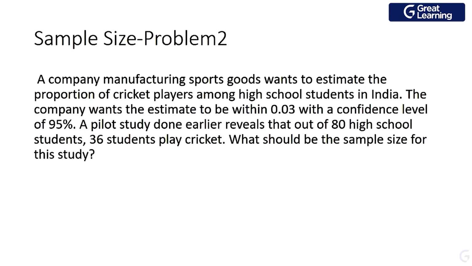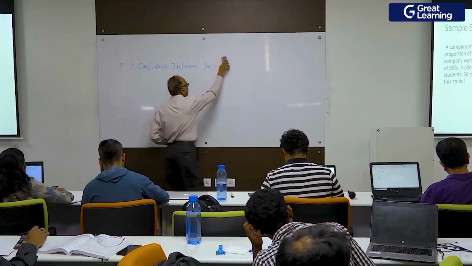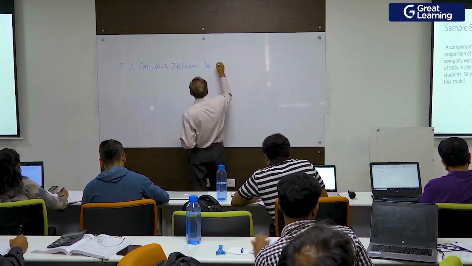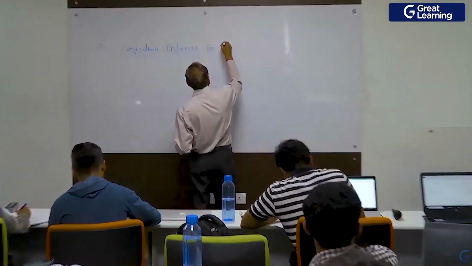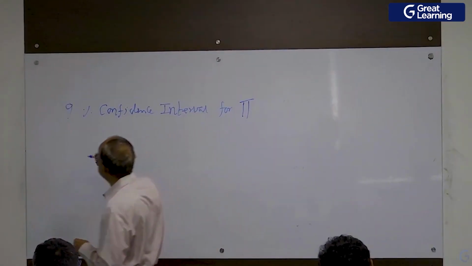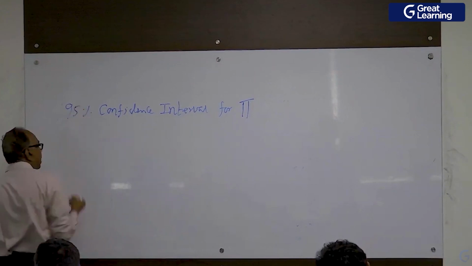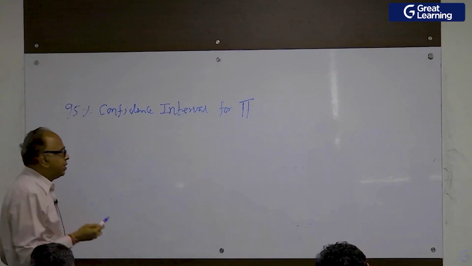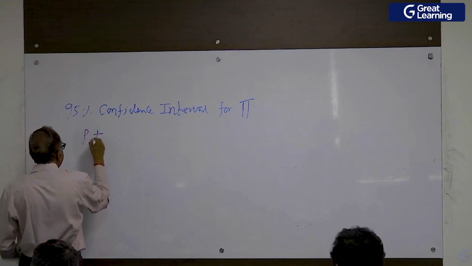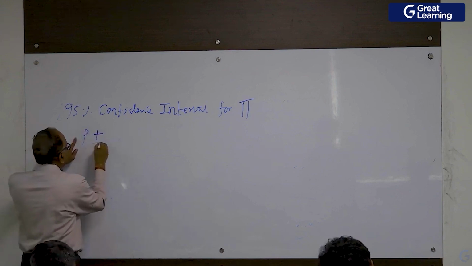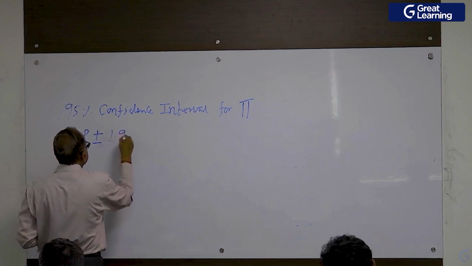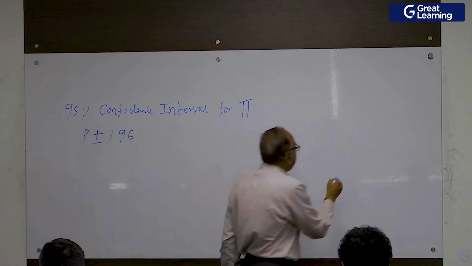How do you handle a problem like this? For population proportion, let's say pi. This is the 95% confidence level. It is given by p, the sample proportion, plus or minus, in a normal curve it is 1.96. I can draw the curve here.